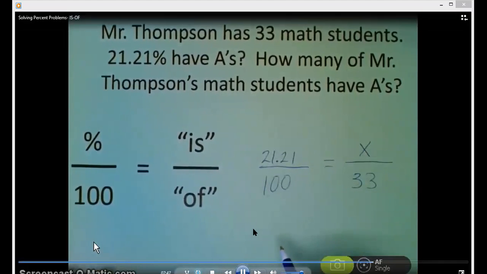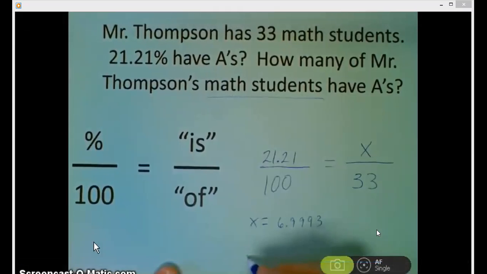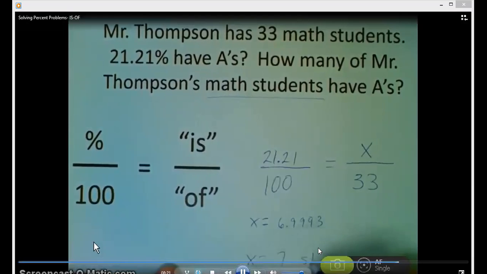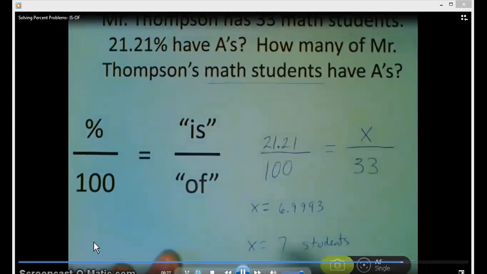So I can do a little bit of math here. 33 times 21.21. Divide by 100. So I get 6 students and then a fraction of a student. So I would round this up to 7. X is 7 students. And your answer should have labels. Okay, so this is how we can solve word problems.